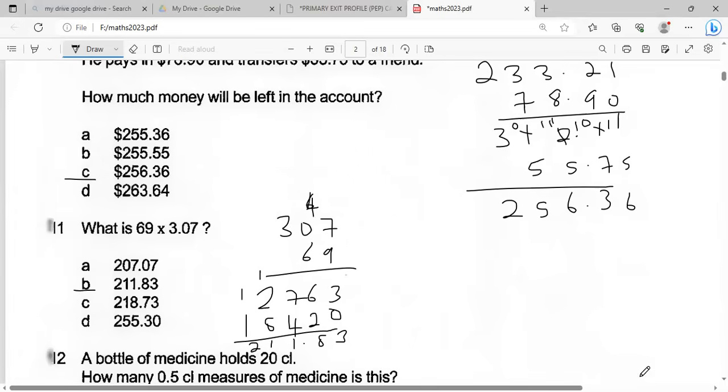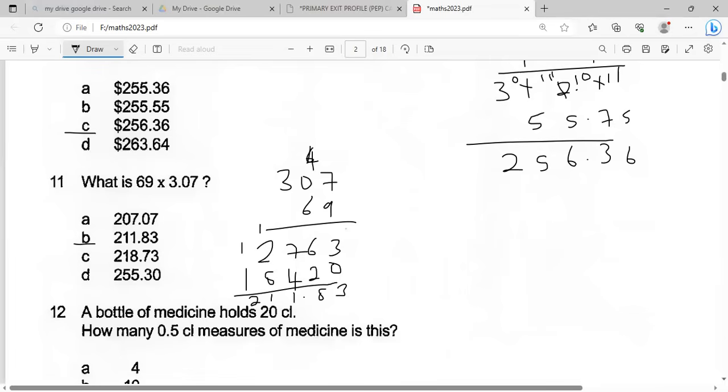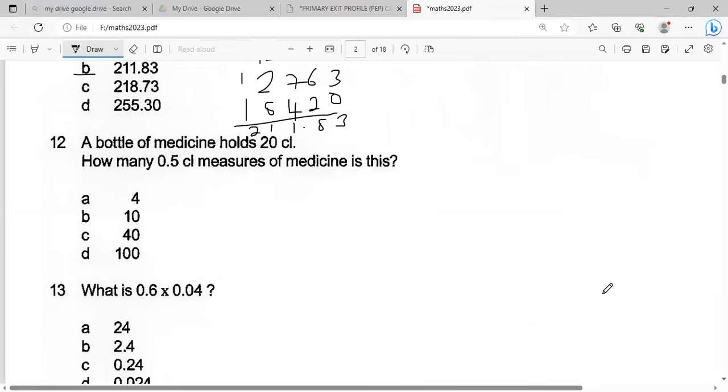All right. Number 12: a bottle of medicine holds 20 centiliters. How many 0.5 can hold from that? If it would take 1, it'll be 40. So you divide 20 by a half, right?